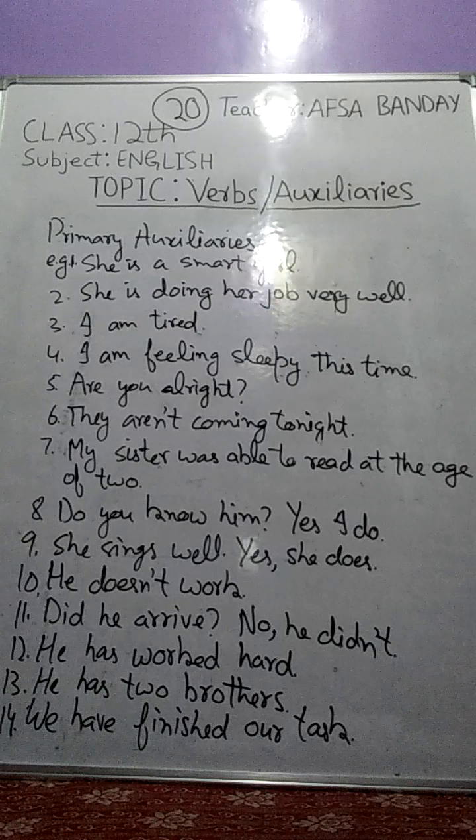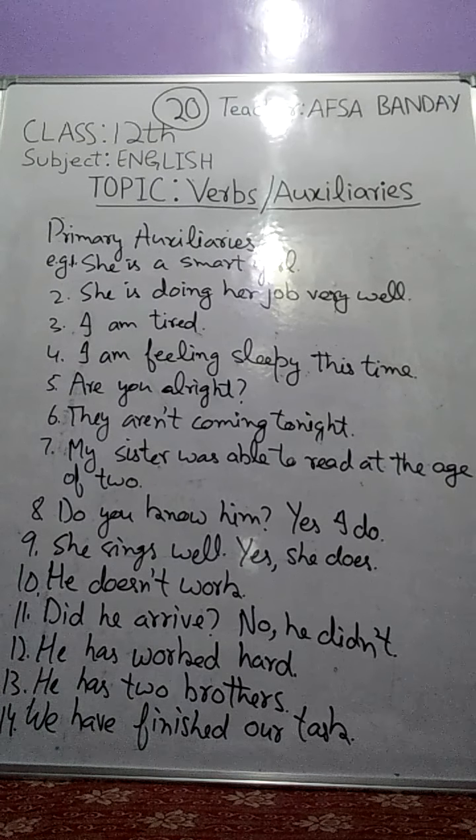So let us first start with primary auxiliaries. As I told you, these are the verbs that act as main verbs as well as helping verbs. So let us have a look at example number 1: she is a smart girl. Here is, a form of be, acts as the main verb. While in example number 2, she is doing her job very well, is acts as a helping verb, and the main verb or the ordinary verb in this example is doing, which denotes the action.